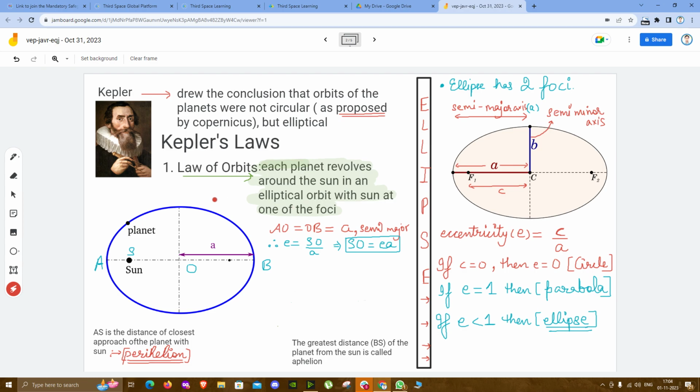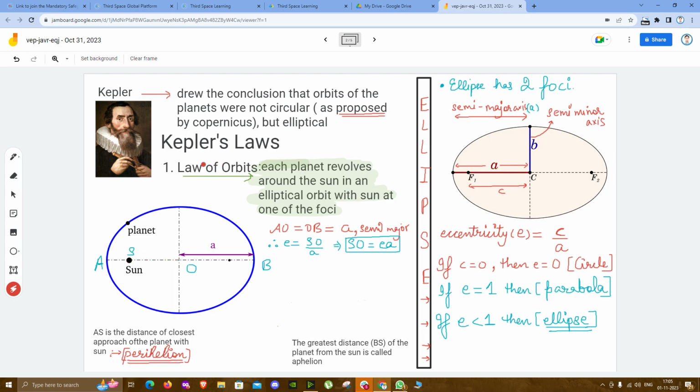Now let's move on to the law of orbits. That's all you need to know about the ellipse to understand the first law of Kepler. Each planet revolves around the sun. Here's the planet, here's the sun. As you can see here, the sun is at one of the foci. Remember, always the sun will be at one of the foci. The sun can't be here or here.